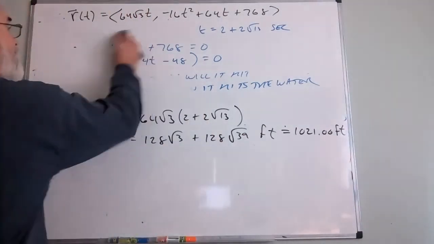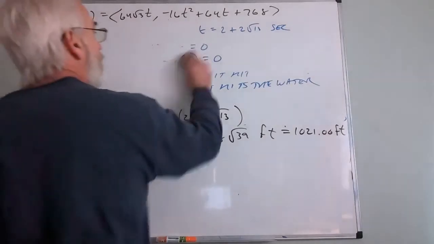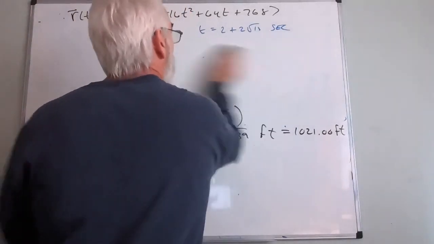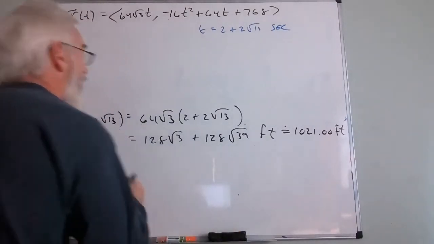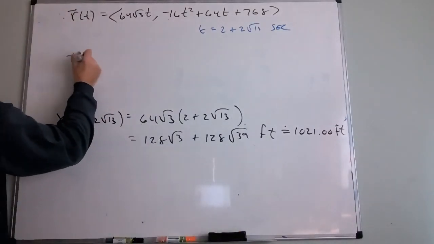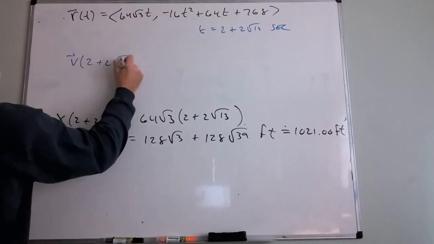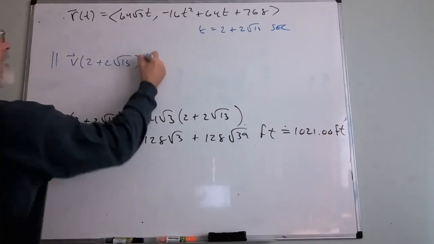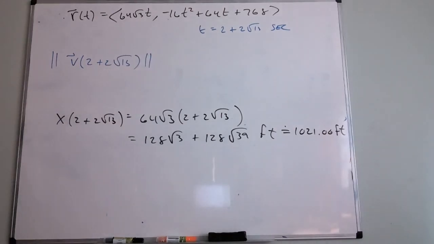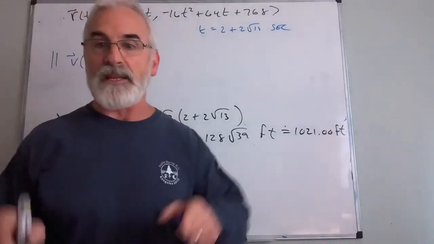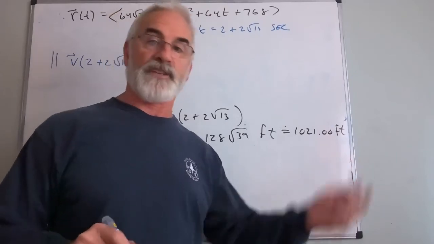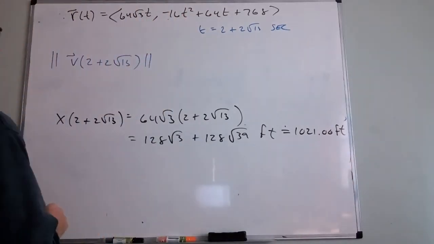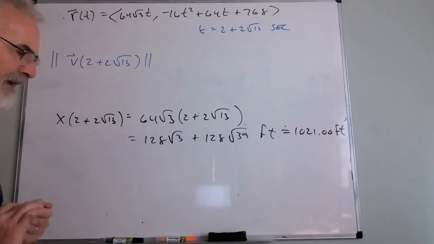So the last piece is I need the speed. I'll write it out. The last piece: how fast are we going when we hit the water? I want V of 2 plus 2 root 13, and I want its magnitude. That's the speed on impact. The speed on impact is the speed at the time it took you to actually hit the ground, or in this case, hit the water. So, let's see, I need a V of t. I don't actually have that yet.